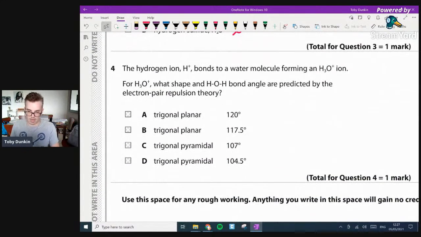Next. The hydrogen ion bonds to a water molecule forming H3O+. This is called the hydronium ion.